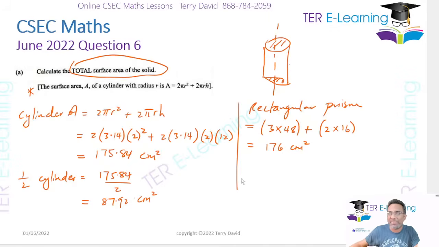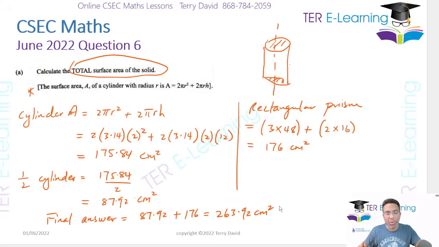So now I have to take, so your final answer is going to be 87.92 plus 176. And I'm getting 263.92. Right? Hopefully that is correct. Let me just double check this here and make sure we're good with that.